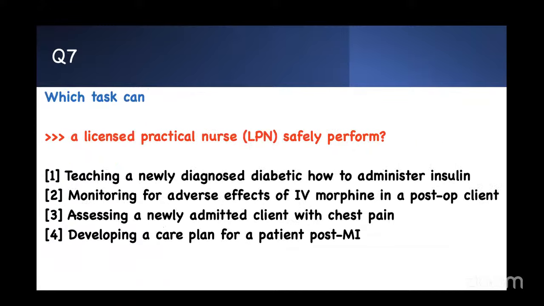Same thing. Which task can a licensed practical nurse safely perform? Delegation, assignments, you guys know it more than me, but I do it in a simple, straightforward way. Teaching a newly diagnosed diabetic how to administer insulin, performing monitoring for adverse effects of IV morphine in a post-op client, assessing a newly admitted client with chest pain, developing a care plan for a patient post-MI. What do you think? 10 seconds.